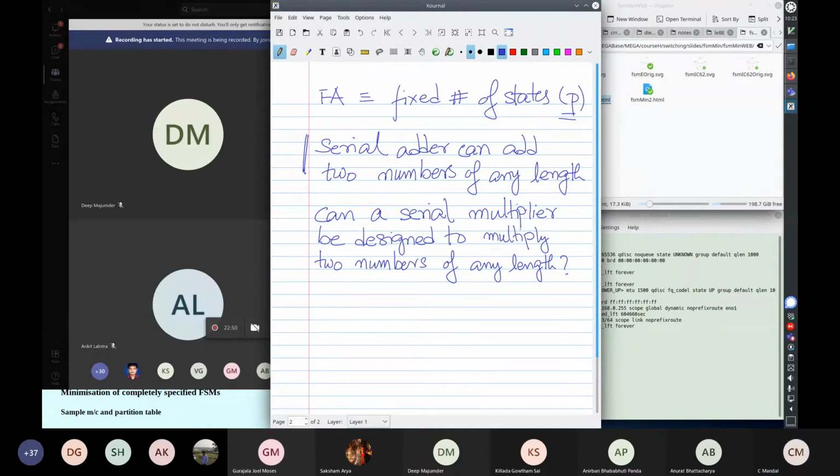So this is the question that I am posing to you. What will be your answer to this? Again, just tell me something. What will be your answer to this? Can you design a serial multiplier to multiply two numbers of any length?